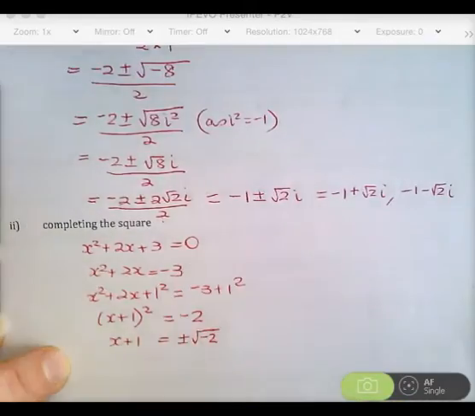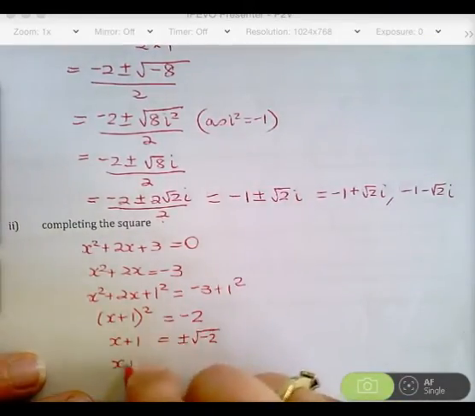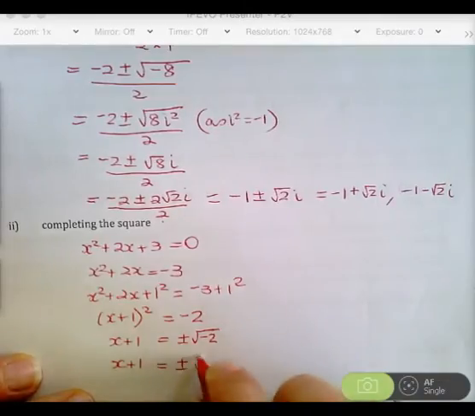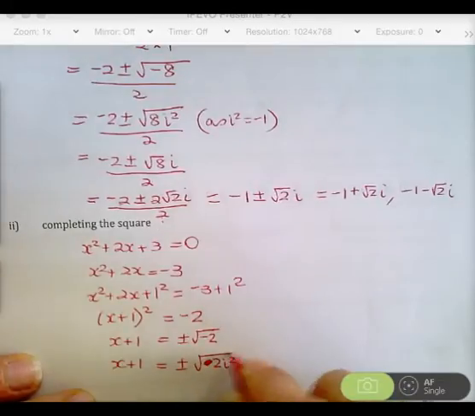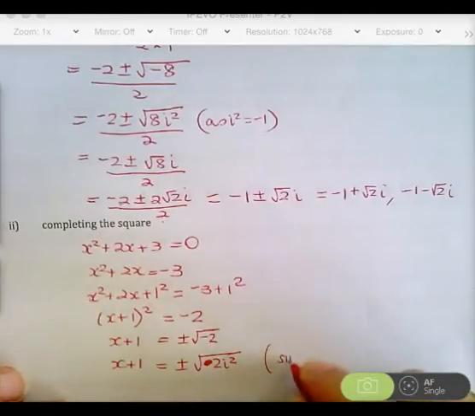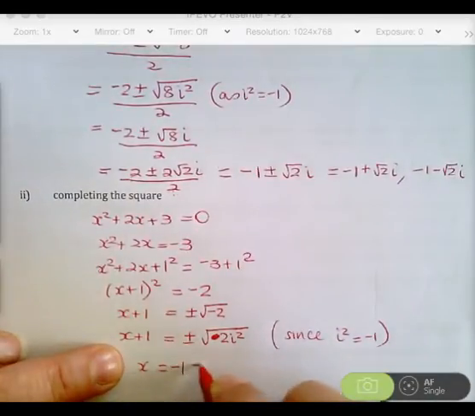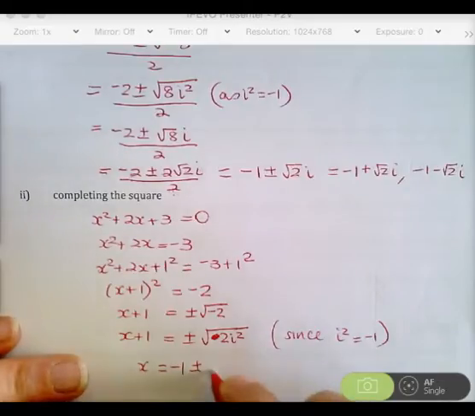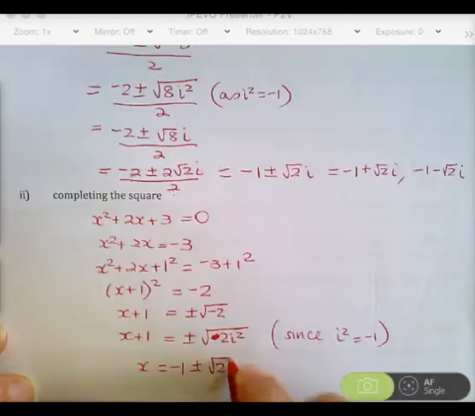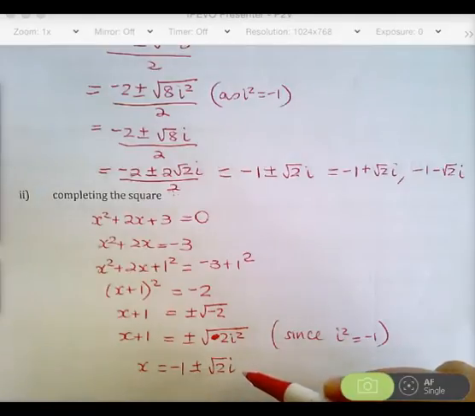Now square rooting both sides, we've got x plus 1 equals plus or minus the square root of -2. We now write the square root of -2 as the square root of 2i squared, since i squared equals -1. I'm going to bring that 1 over as well, so therefore x equals -1 plus or minus the square root of 2 can't be simplified, but the square root of i squared is i. So you've got square root of 2 and the i is not under the square root sign.